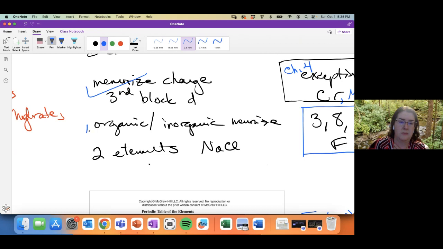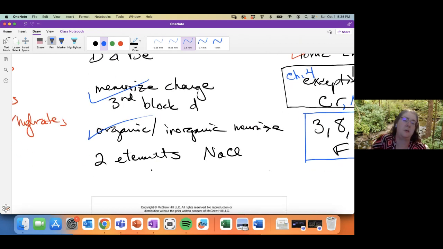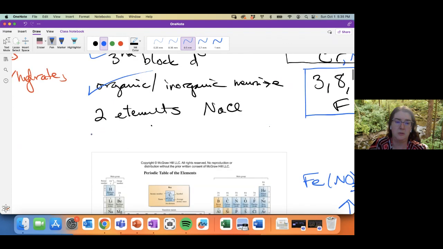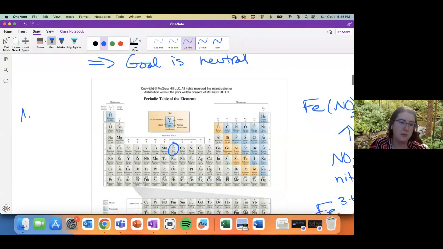So, with 2 elements, how do you know how many of them there are? The goal is to be neutral. Goal is neutral, which means if I have sodium with a +1 and chloride with a -1, a +1 plus a -1 is 0. So I just get to stick them together.